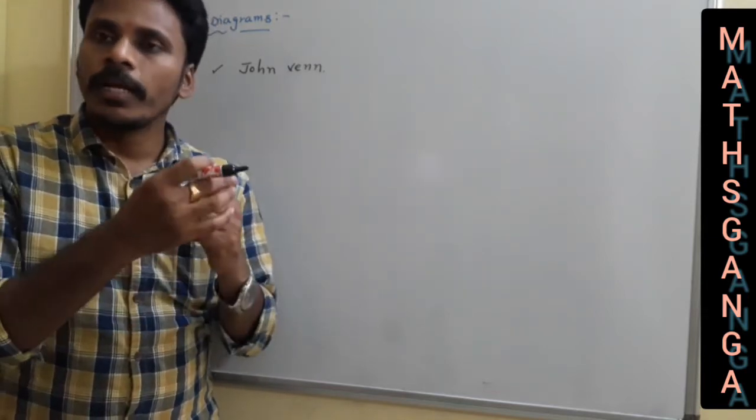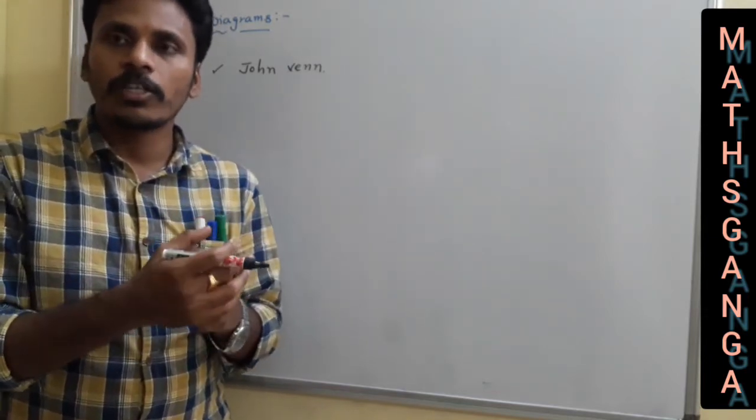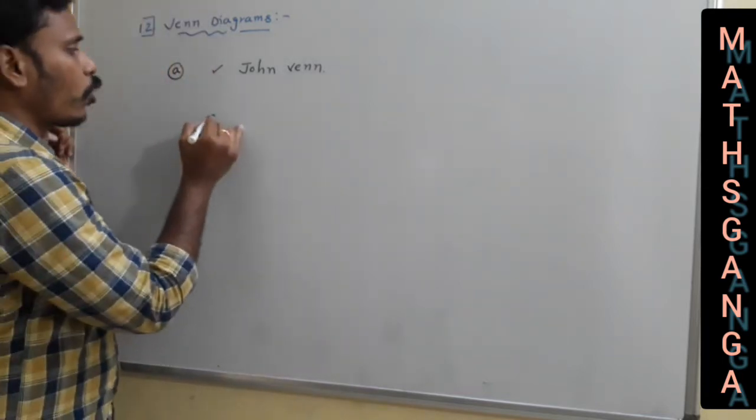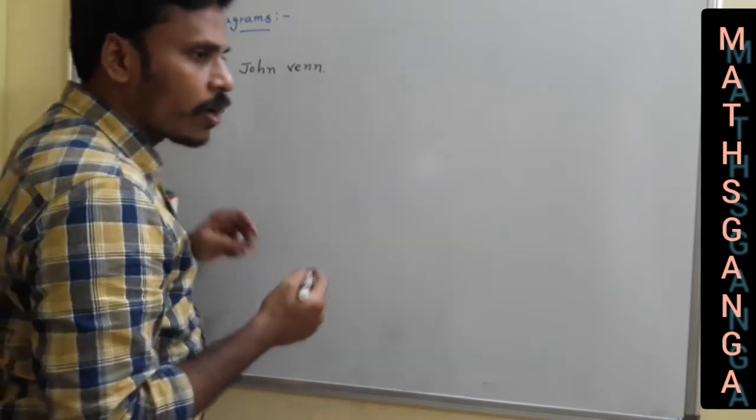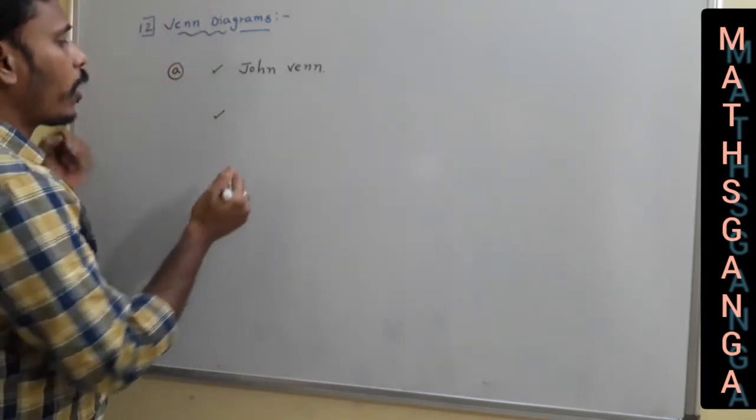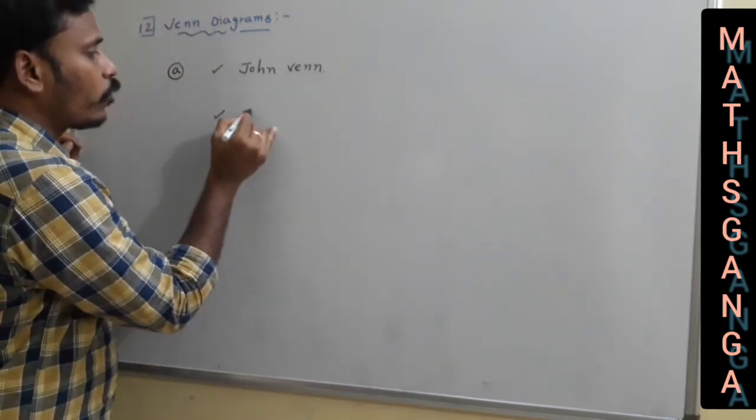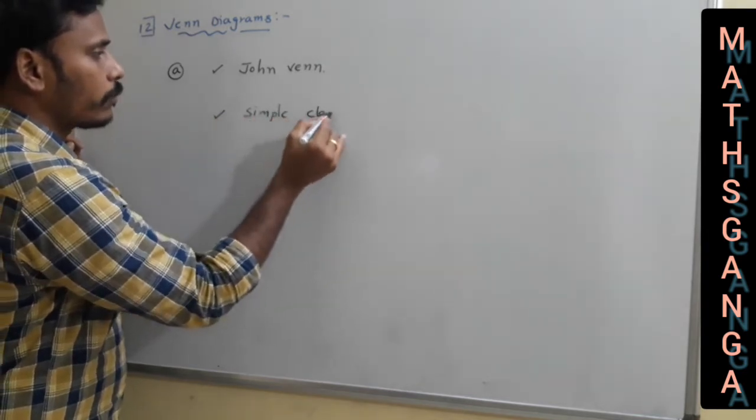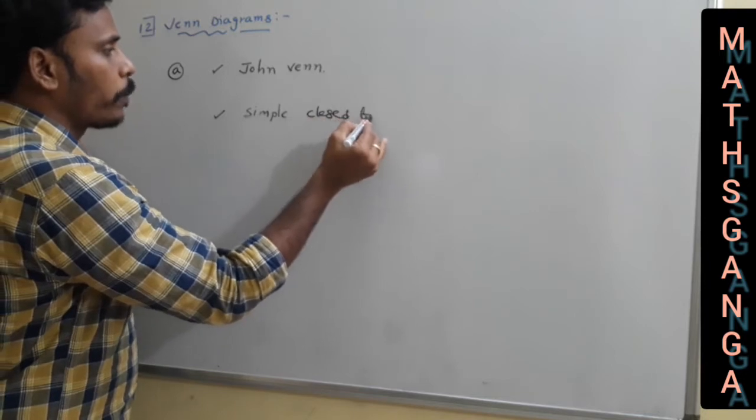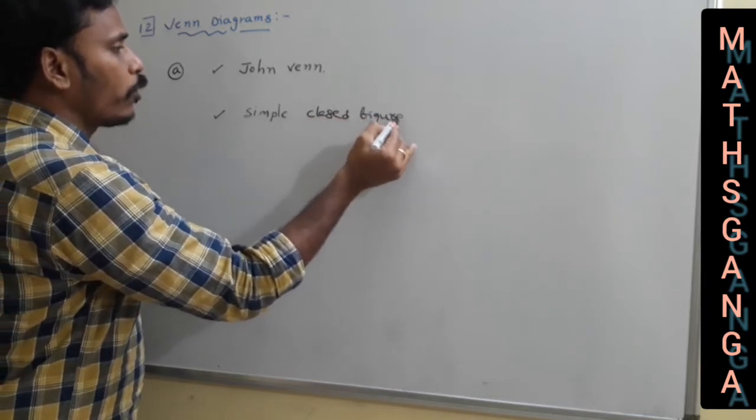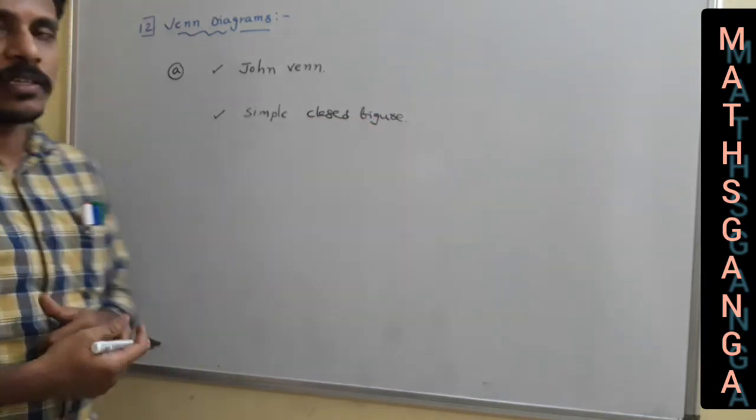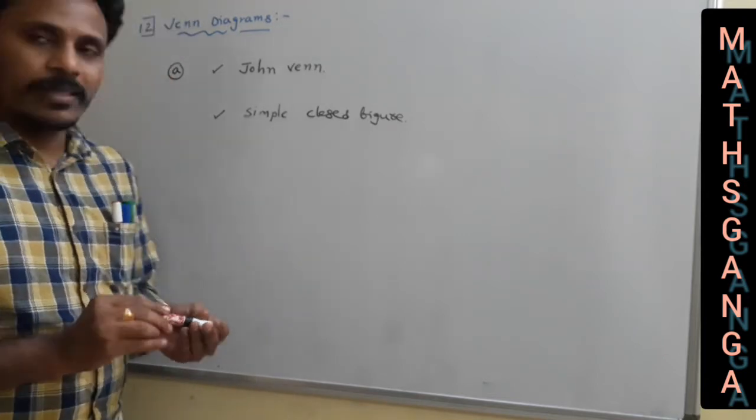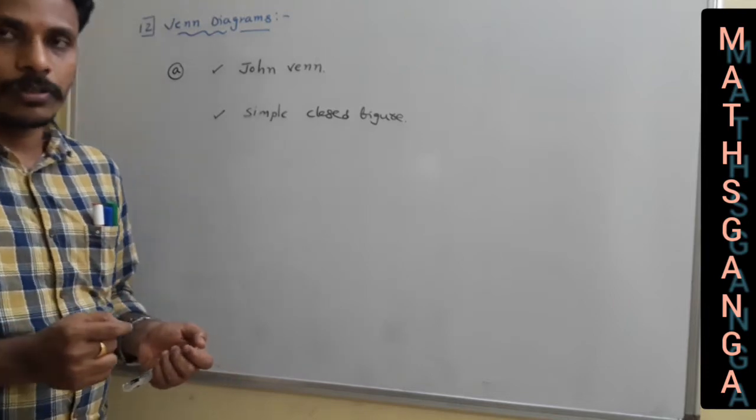he used some simple closed figures to represent the sets. How do we use simple closed figures to represent the sets? All these things we need to know first. Any simple closed figure is helpful to represent a set. First of all, we need to know what is simple and what is closed.